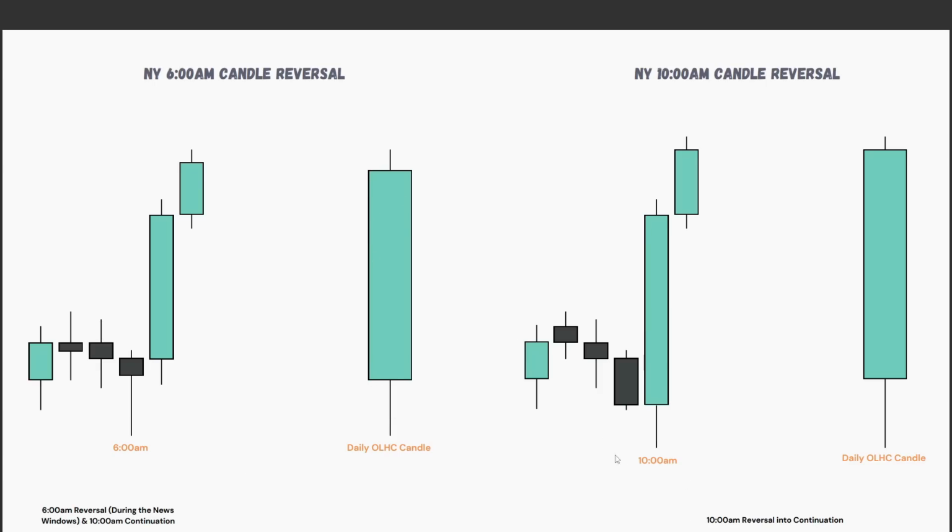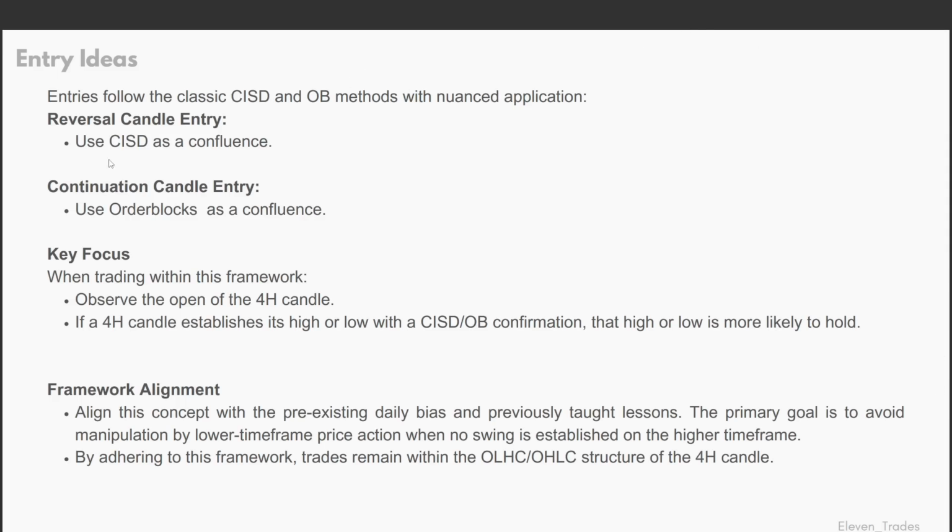Now for the 10 a.m. reversal, we are having 18, 22, 2 a.m. and 6 a.m. opposing run, 10 a.m. taking the 6 a.m. low, and then expanding to the upside. So this will be a reversal into expansion candle because it is manipulating the previous candle low and also expanding to the upside. Now comes the entry ideas.